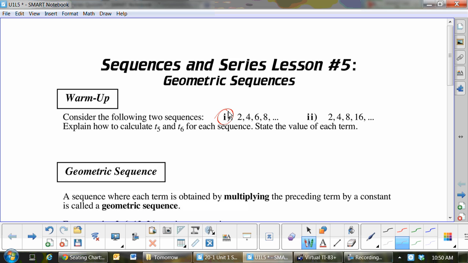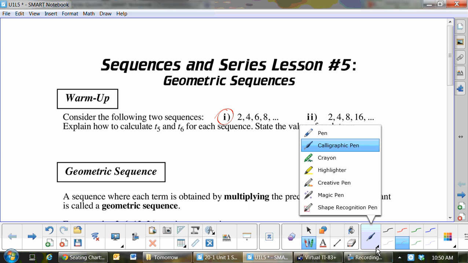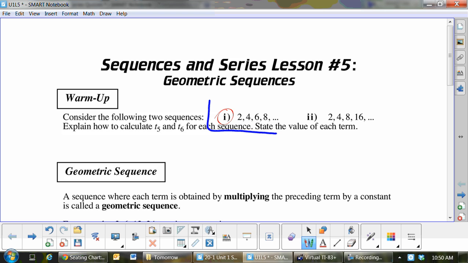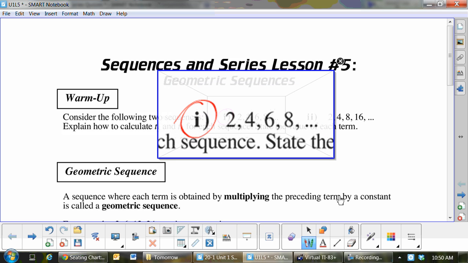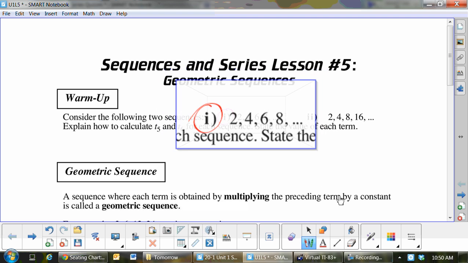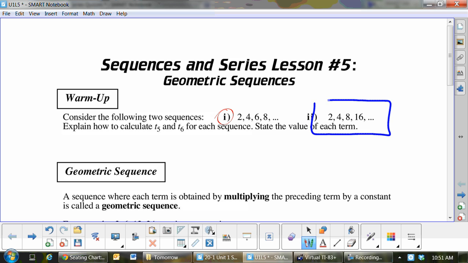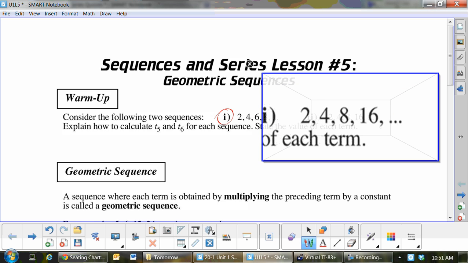Just look at this one. There's my HP. There it is. So here, what is the common ratio right there? 1.5. What would it be? What kind of series is that? Or sequence. It's arithmetic. So it has a common difference of 2. Now, what about this one? The R is 2. Now, do you see how they both start 2, 4?